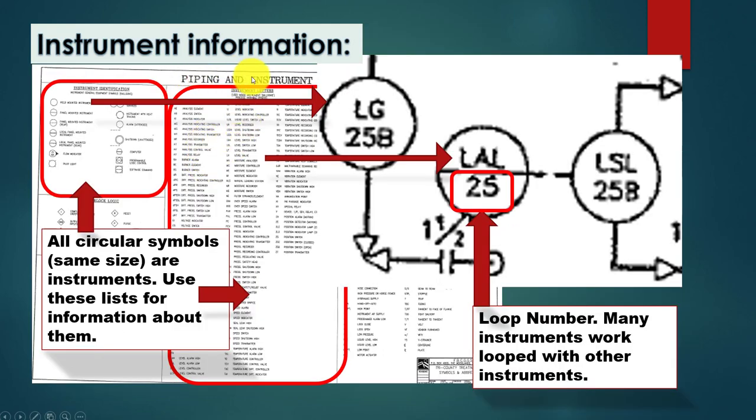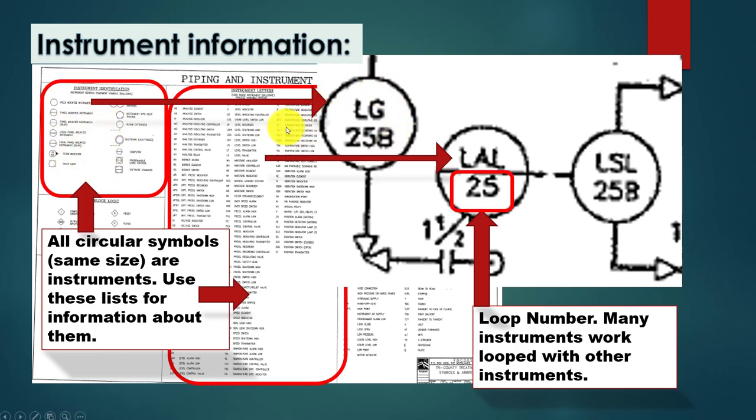Next sheet on the P&IDs, you will see pipe and instrumentation information. So this is the information for instruments, these two here and there. The first one here tells that all the circular symbols are instruments, and there's variations of those, and then it lets us know what each one represents here.